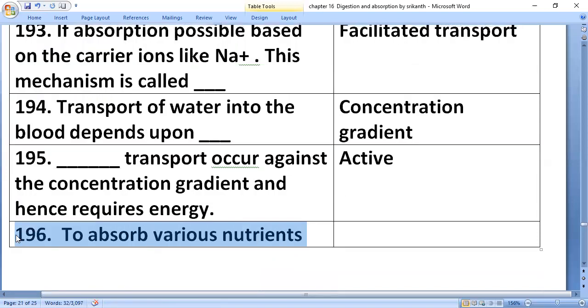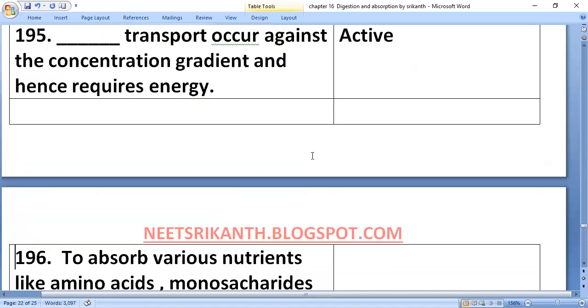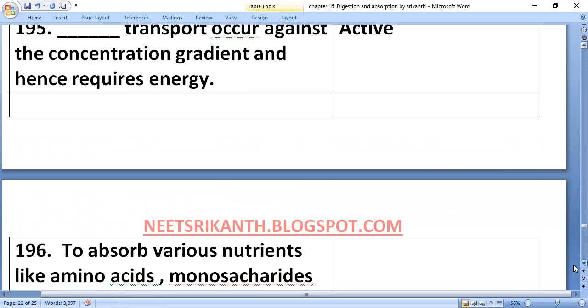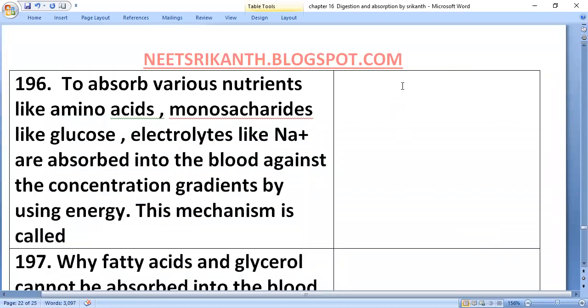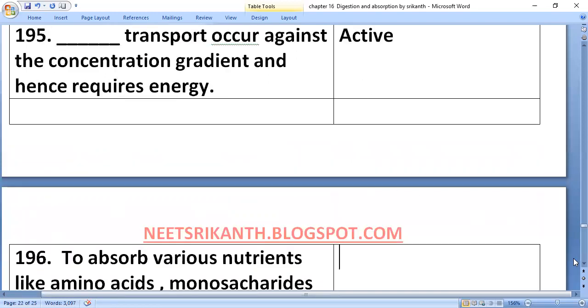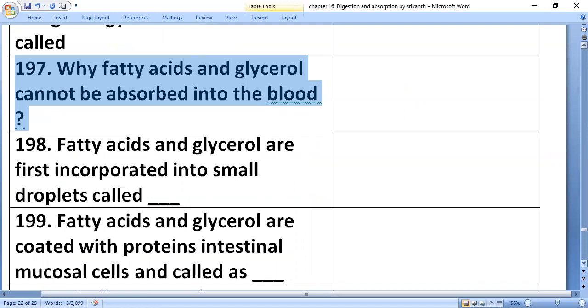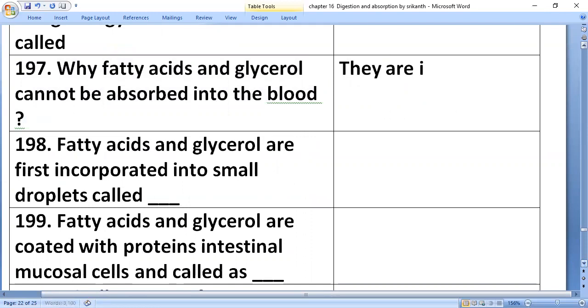To absorb the various nutrients, wait a minute. Amino acids, monosaccharides like glucose, and electrolytes like sodium are absorbed into the blood against the concentration gradient using energy. What do you call this kind of transport? Active transport. Why can fatty acids and glycerol not be absorbed into the blood? They are insoluble.